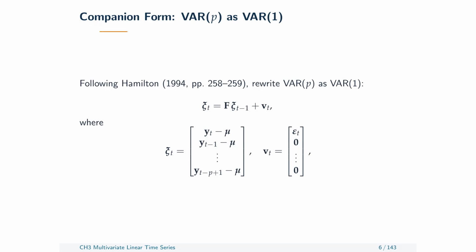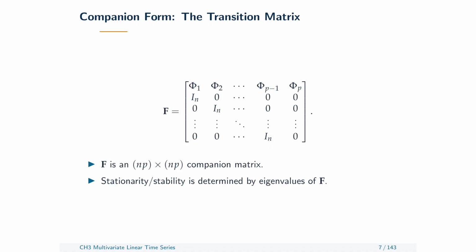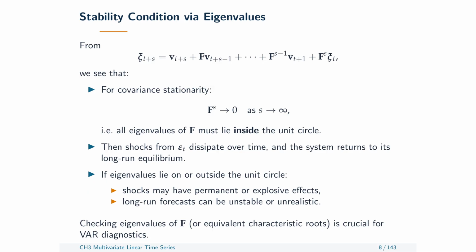Any VAR of order p can be rewritten as a first-order system by stacking current y with its previous p-1 values. The enlarged transition matrix is called the companion matrix. Its top row contains the original coefficient matrices, and lower blocks simply move each lagged vector down one position. The companion form turns a high-order model into one first-order recursion. Iterating it separates future innovations from the initial state.